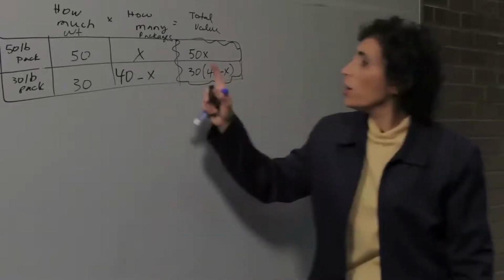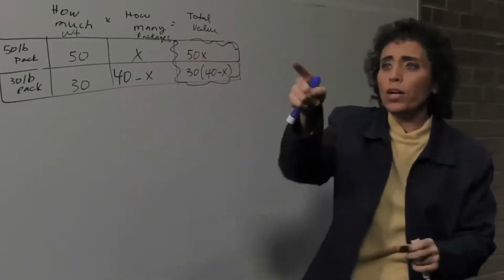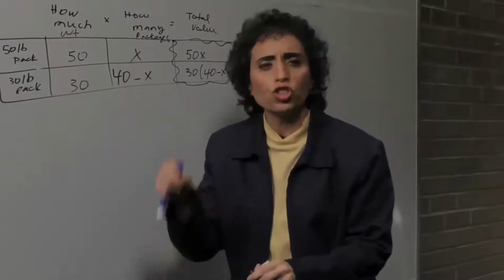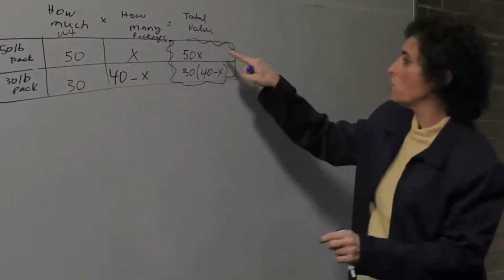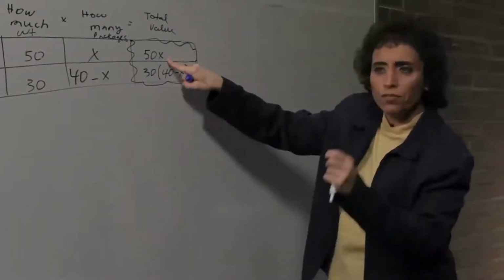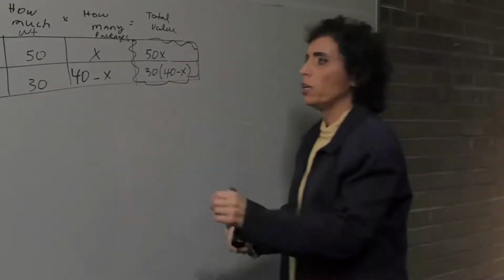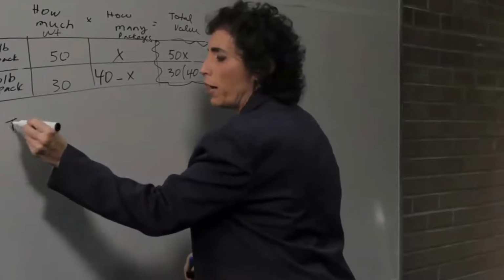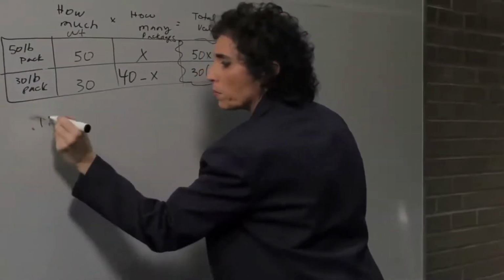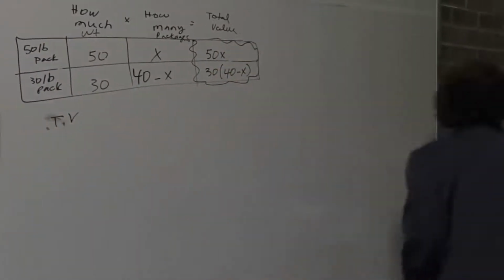And now I need to write the equation about total value. And we know the total value is 1,640 pounds, because this is the pounds. This is how much all the 50-pound packages weigh. This is how much each of the 30-pound packages weigh. So I know the total value of the 50. Well, let me do it this way. Let me erase that so it doesn't look like that.